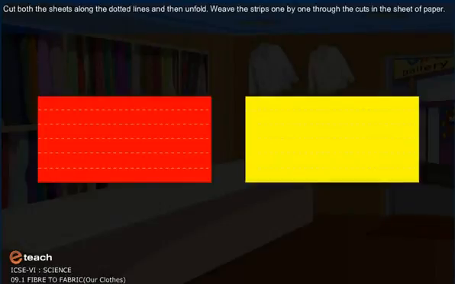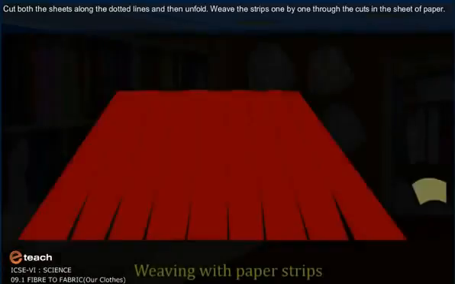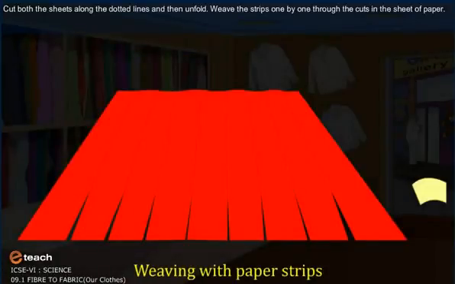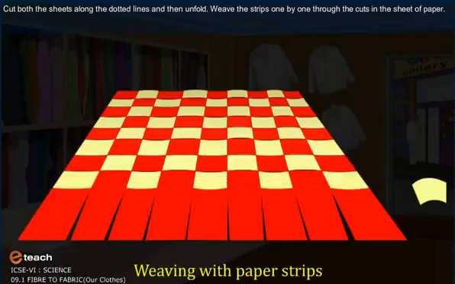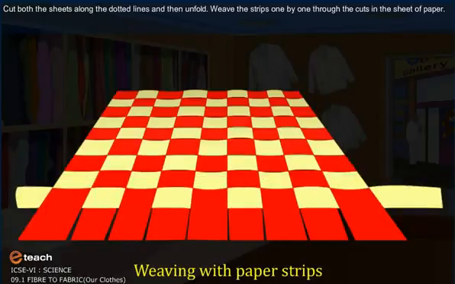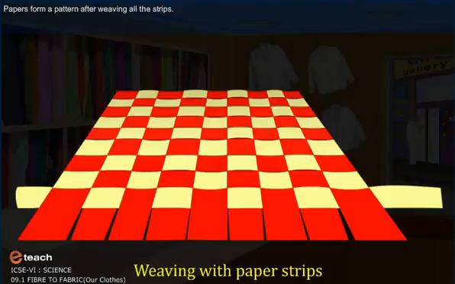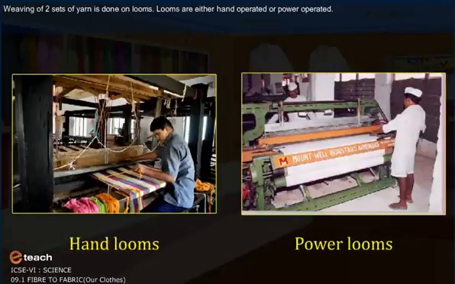Cut both the sheets along the dotted lines and then unfold. Weave the strips one by one through the cuts of the sheet of paper. Papers form a pattern after weaving all the strips. Weaving of two sets of yarn is done on looms. Looms are either hand-operated or power-operated.